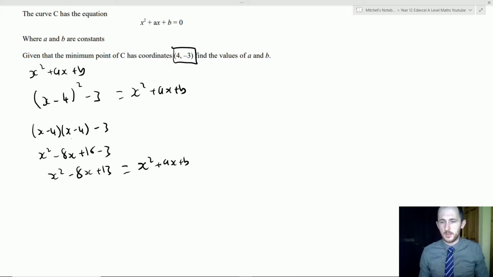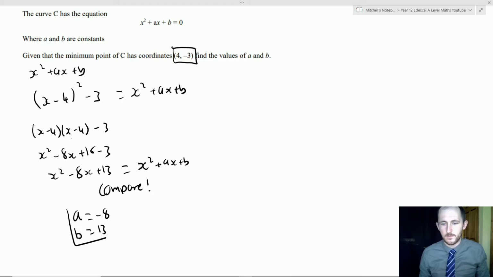So now you just need to compare. a is the number in front of x. The number in front of x is minus 8. b is the number on the end, which is 13. Those are my solutions. Not too shabby, I hope you find.